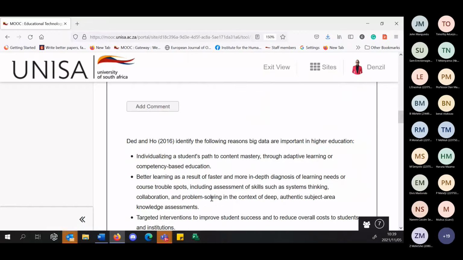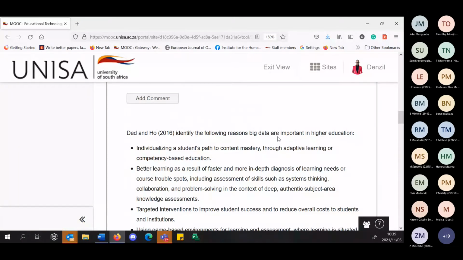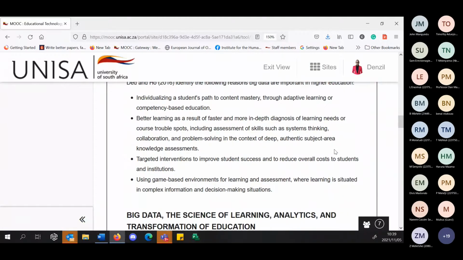And then identify the following reasons big data are important in higher education. Firstly, individualizing a student's path to content mastery through adaptive learning or competency-based education; better learning as a result of faster and more in-depth diagnosis of learning needs, cause trouble spots, including assessment of skills such as system thinking, collaboration, problem solving, in context of deep and authentic subject area knowledge; assessments and targeted interventions to improve student success and to reduce overall cost to students and institutions, to remember throughput, which is our primary aim at institutions; and then using game-based environments for learning and assessment where learning is situated in complex information decision-making situations.